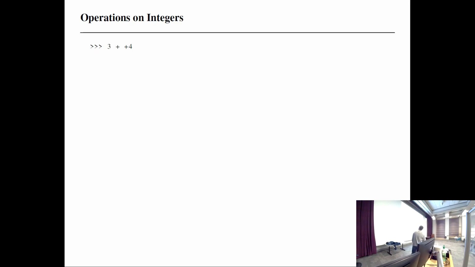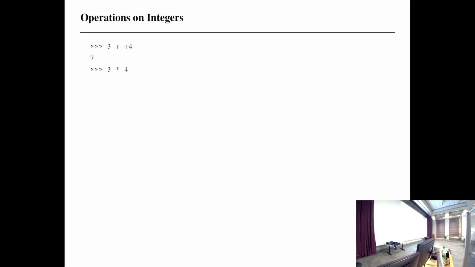More operations on integers. Here's another input: 3 plus a plus 4. Well, this plus here is different than this plus here. This plus here is part of the input convention for this integer. So this is a positive number 3 plus a positive number 4, and the answer will be 7. But the same basic rules apply. Read in the tokens, decide what they mean, apply the operations to those tokens, find the result in memory, print out a printed version of that result.